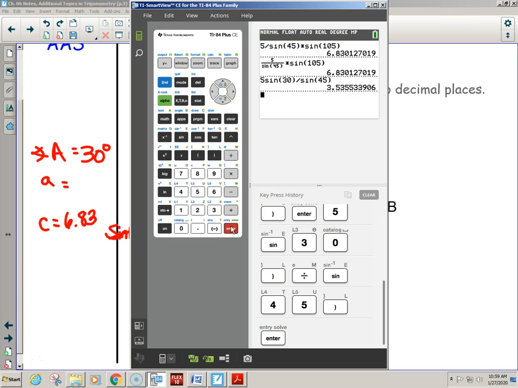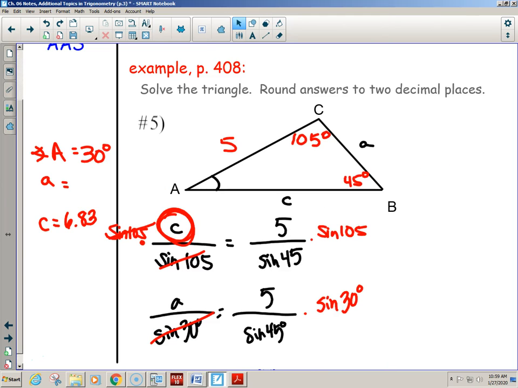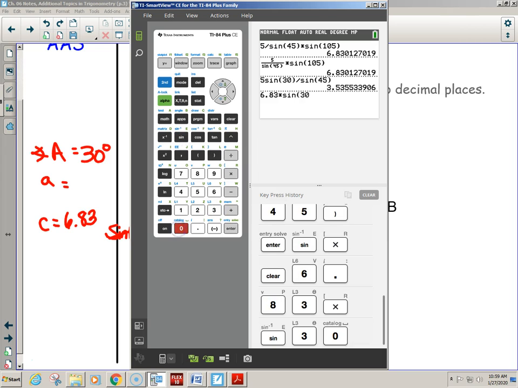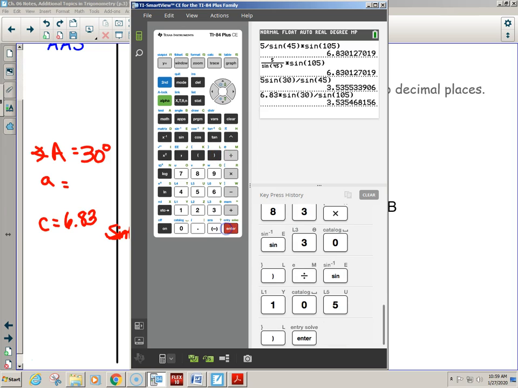But what would we have needed to have done if we wanted to use the 6.83? If we wanted to use the 6.83-ish, we would have had the sine of 105-ish. So then what would have changed is we would have had the sine of 30 multiplied by the 6.83 divided by the sine of 105, so we would have used the other pairing. Let's see how far off it is. Is this far enough off that it's going to mess us up with 2 decimal places?